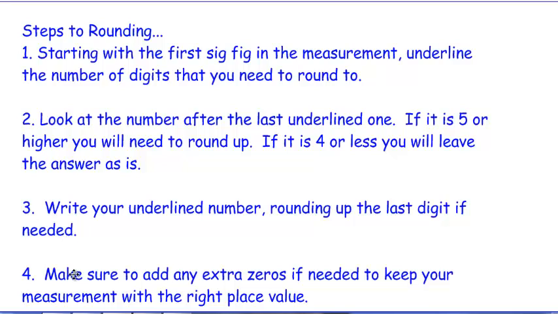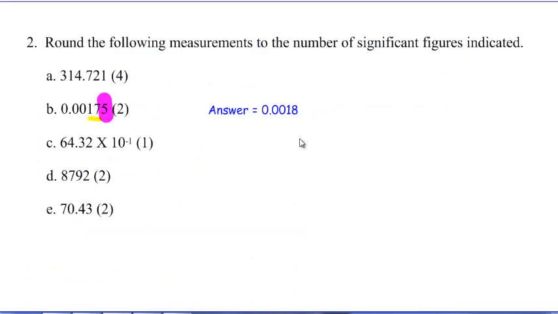This time, when we rewrite it, we need to make sure to add any extra zeros if needed to keep your measurement with the right place value. The answer is 0.0018. Those zeros at the beginning are necessary because if we only wrote 18, it would significantly change the value of our answer. It's not 18, it's 0.0018.